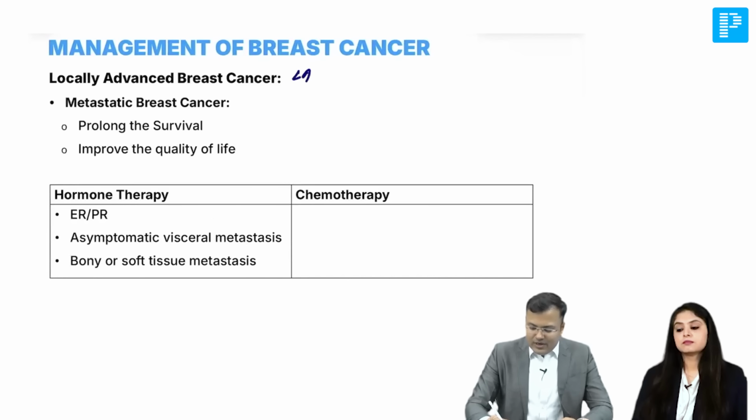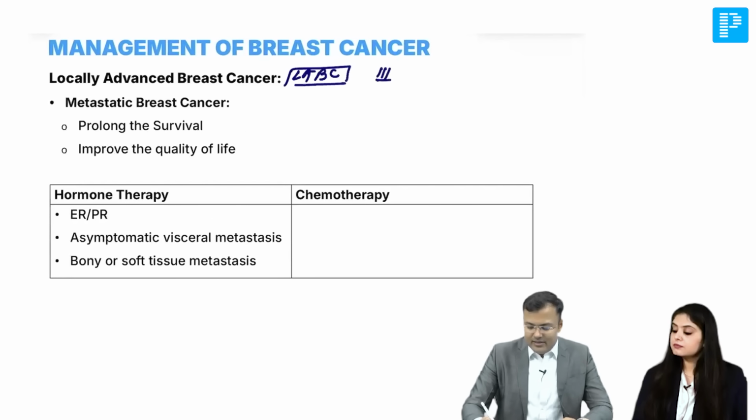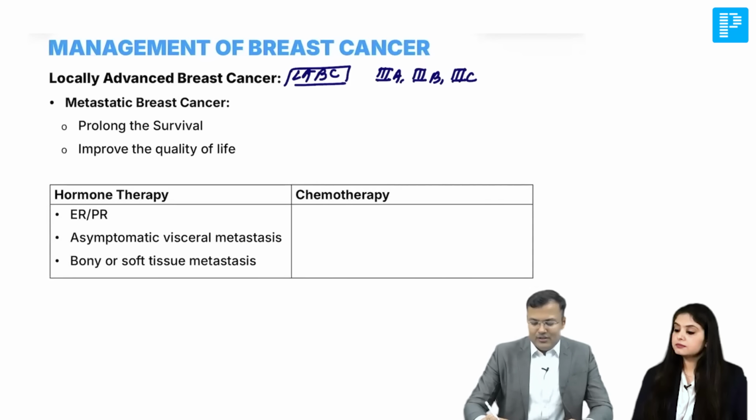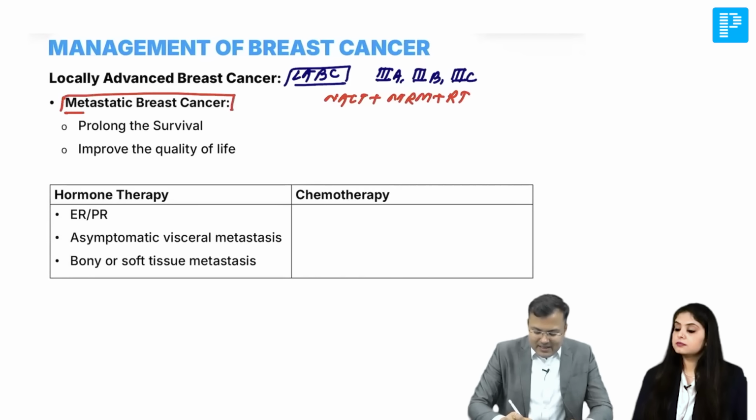LABC, so locally advanced breast cancer, guys, here the stage is 3. What is stage 3? It is 3A, 3B, 3C. And in this case, first downstage the tumor. How? Neoadjuvant chemotherapy and then perform MRM and after that give radiotherapy. So we go for NACT, neoadjuvant chemotherapy plus MRM plus radiotherapy. Clear? And if a patient is having metastatic breast cancer, you know the stage, stage 4.